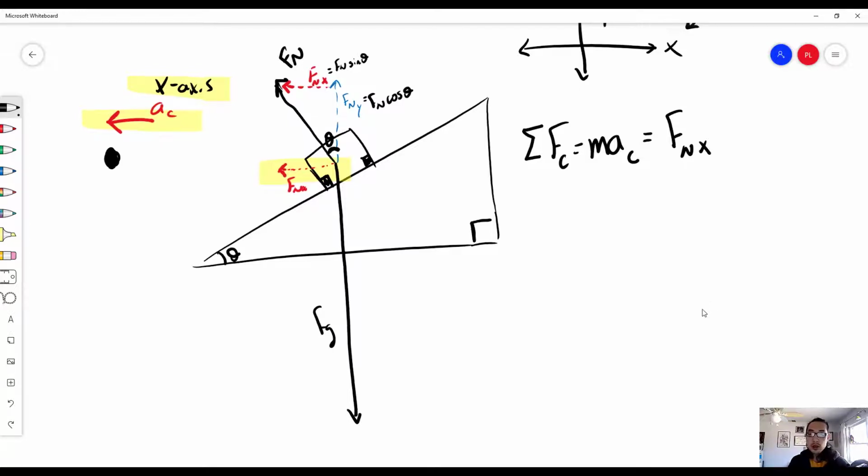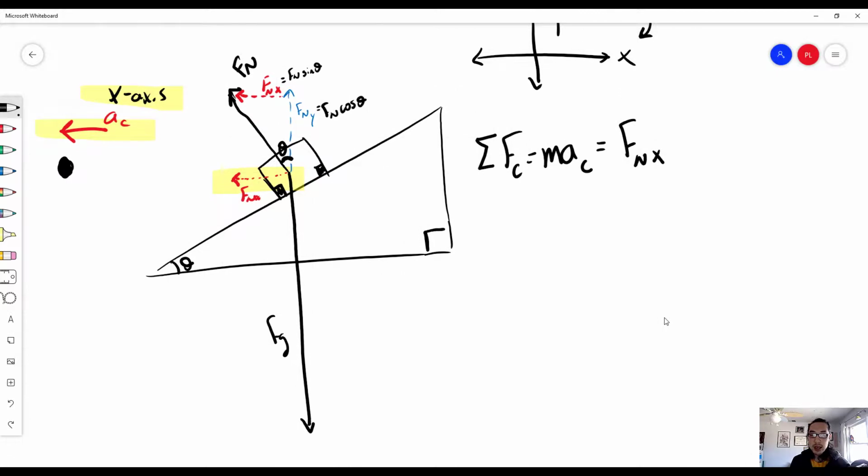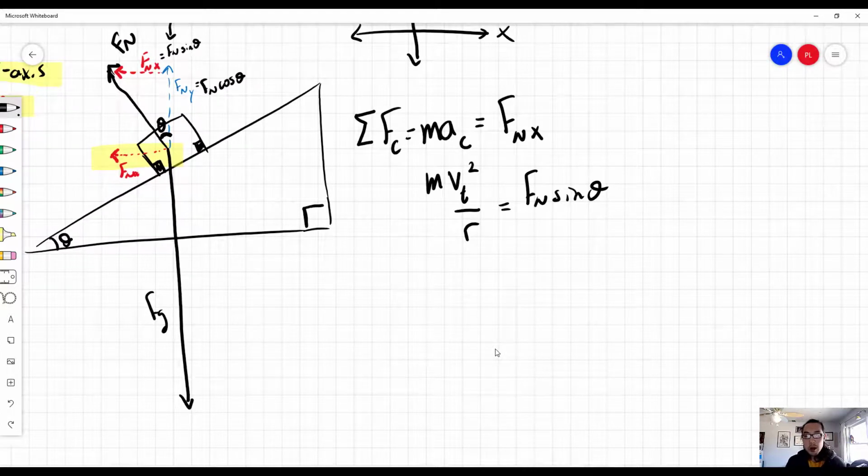Now, if I substitute in my formulas, we can see that it'll be the mass of the car times the tangential velocity squared, all divided by the radius, is equal to fn sine theta, because we defined fnx to be fn sine theta. So that is our base equation.